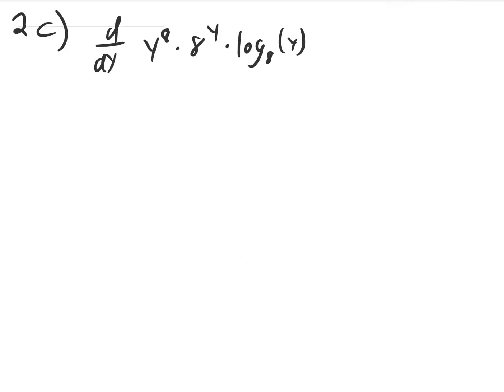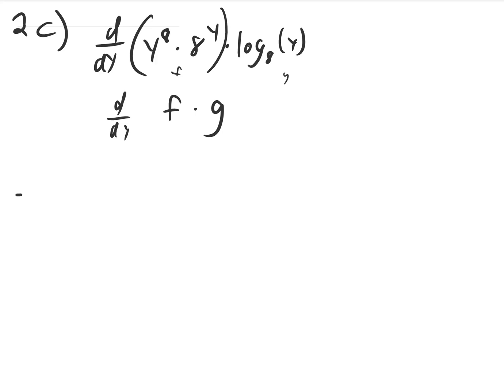Our next derivative is the derivative with respect to y of the product of 3 functions, y to the 8, 8 to the y, and log base 8 of y. I know how to differentiate these 3 functions. I just need to figure out how to handle it when they're multiplied all together. Let's arbitrarily put some parentheses around part of these functions. So let's consider this function that we're taking the derivative of to be the product of 2 functions where this is f and this is g.